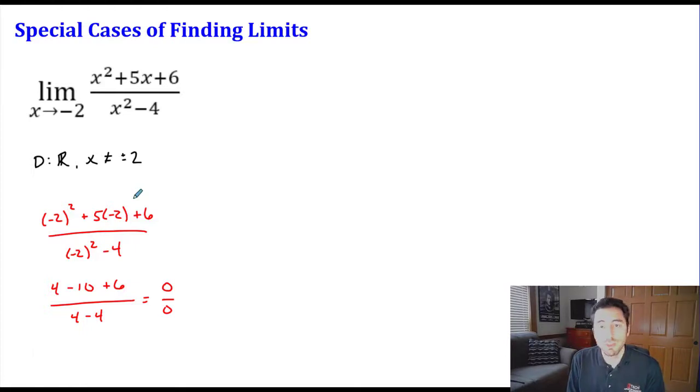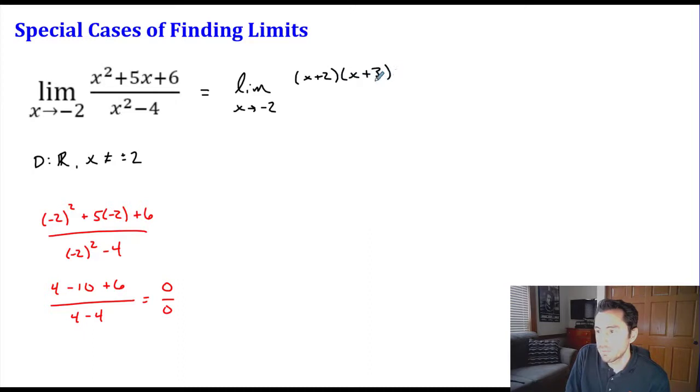Now the first thing we should check is to see if we can simplify it at all. So let's try factoring it. I'm going to carry over my limit. It's important that this follows me along in every step. If I factor the numerator, two numbers that multiply to 6 and add to 5, we have x plus 2 times x plus 3. And in the denominator, that's the difference of perfect squares. So we have x plus 2 and x minus 2.